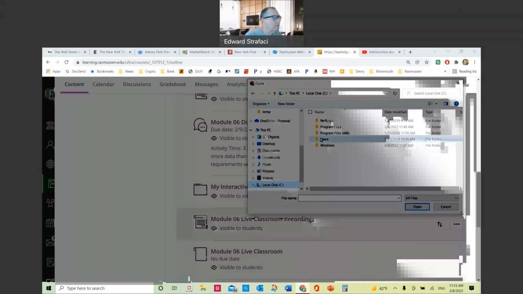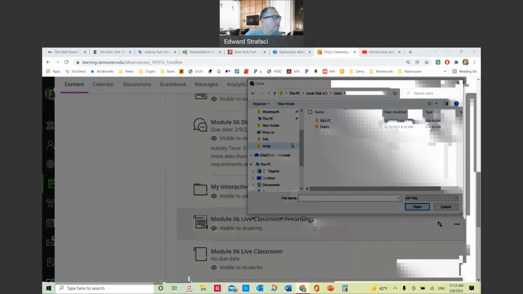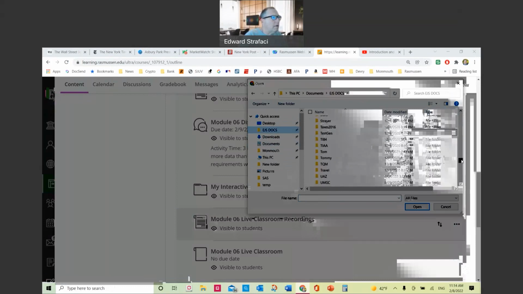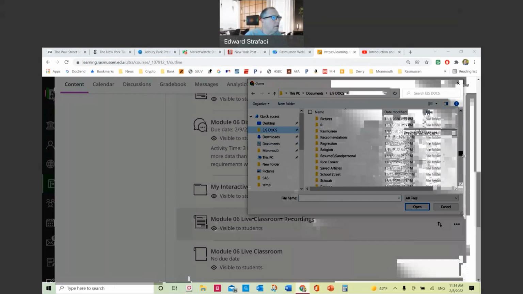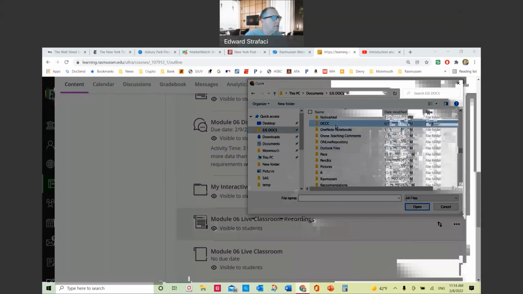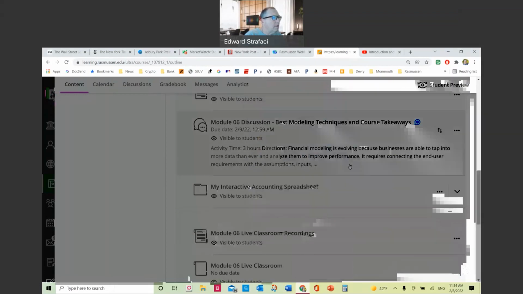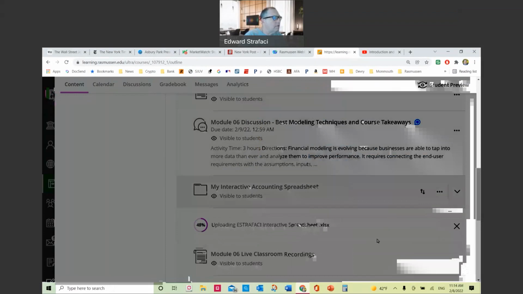So I'm gonna go to my local disk. I'm gonna go to users. Well, let's say do it this way. I always have this on the ready. Got so many spreadsheets. It's amazing. But here it is. There it is. So now you know where to find the interactive spreadsheet.